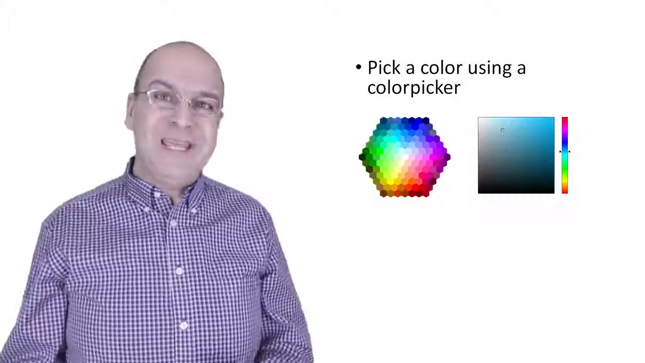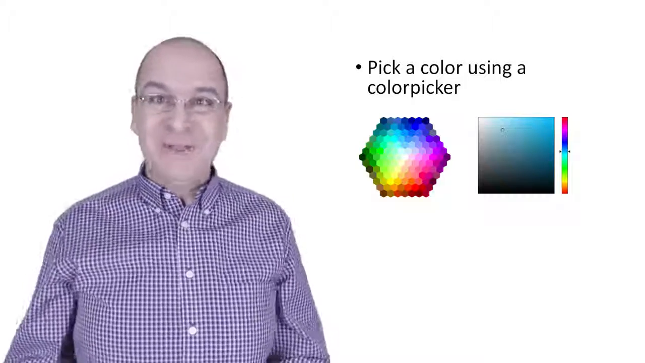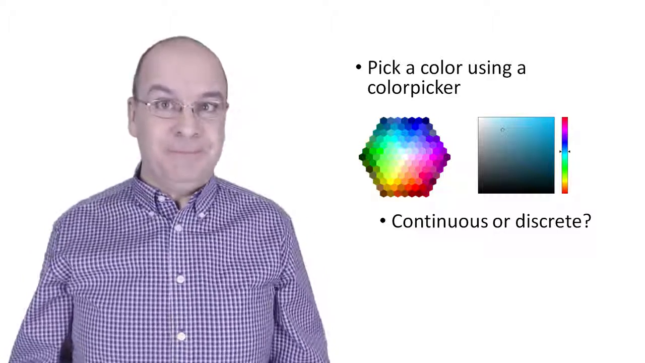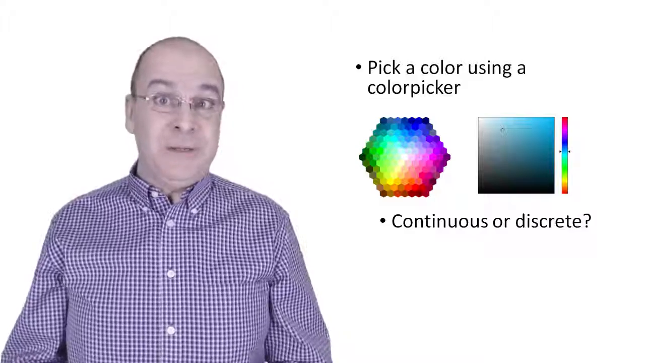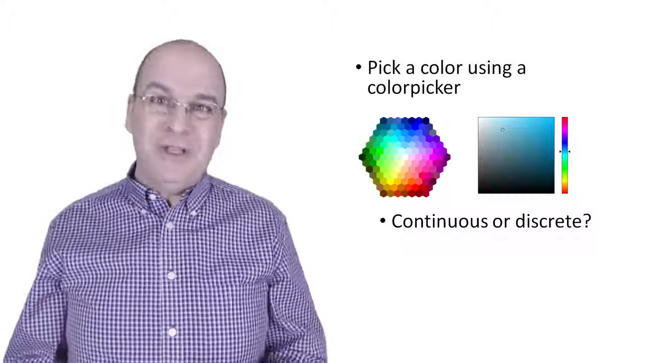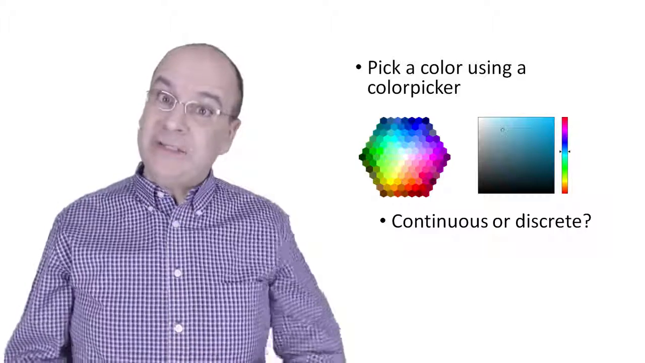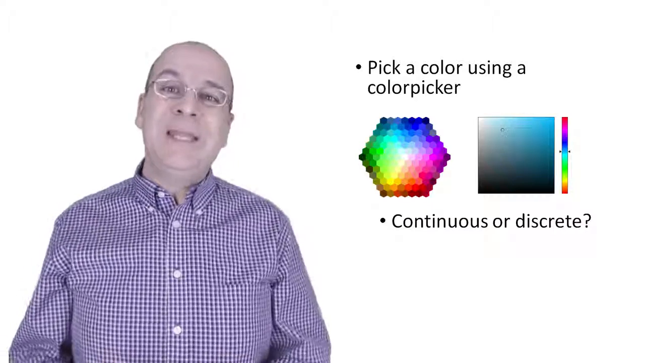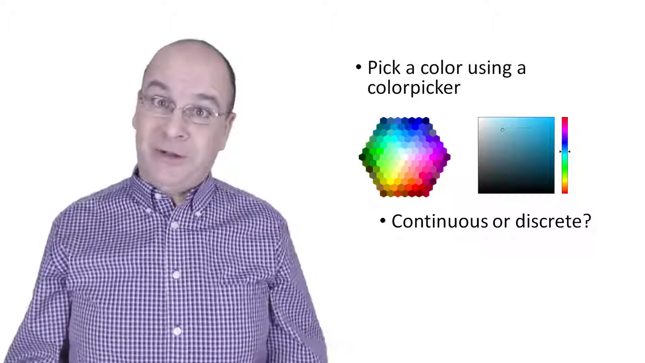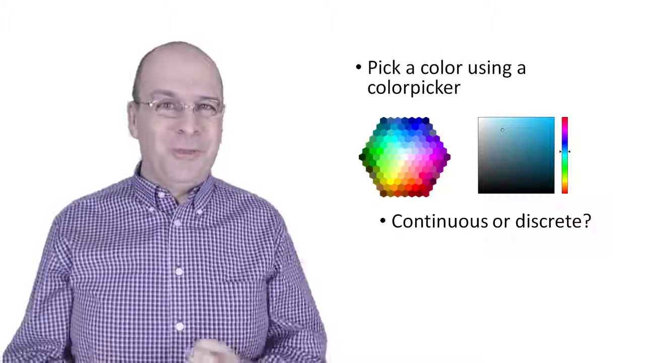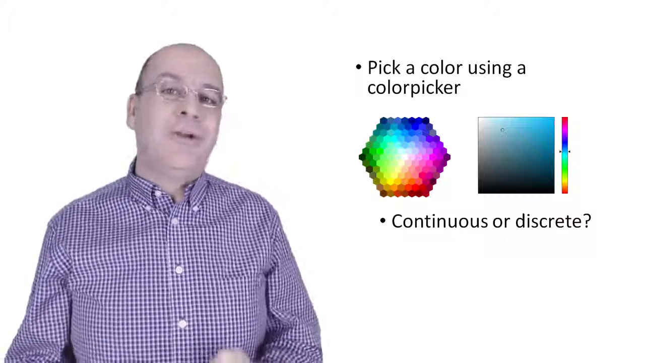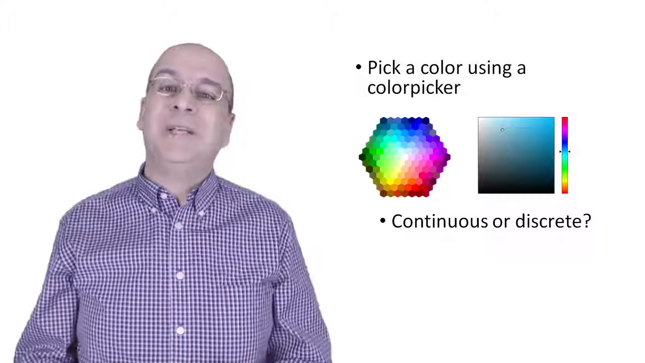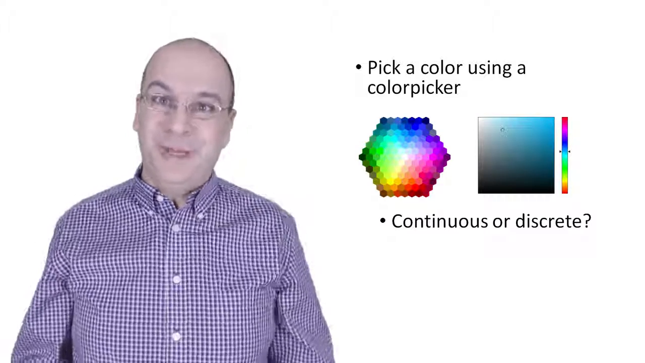Let's say you're picking a color from a color picker, and I have some examples here. So is this continuous or discrete? The answer is it's discrete. So for the color picker on the left, we can only pick one of those hexagons. And while there are a lot of hexagons, there are a limited and set number of hexagons in that color picker. So even though color from light frequency is continuous, color when we pick it from a color picker is discrete because there's only a specific set of values that those colors could be.